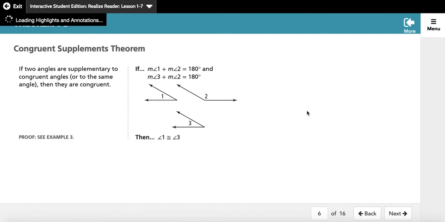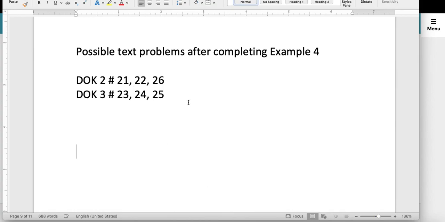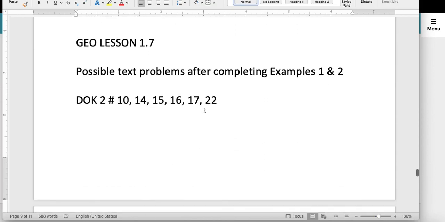And that is it for the example. So now we can do some problems. I think they're going to have you do some proofs. Oops, here we go. Some of these might involve the proofs that we had from the other day. Numbers 10, 14, 15, 16, 17, and 22.